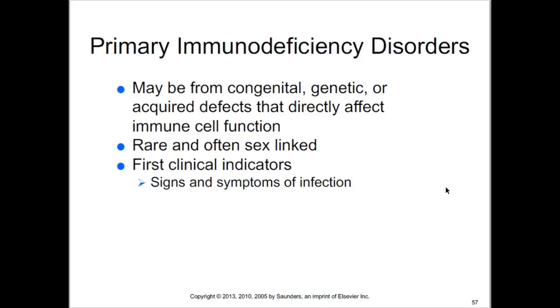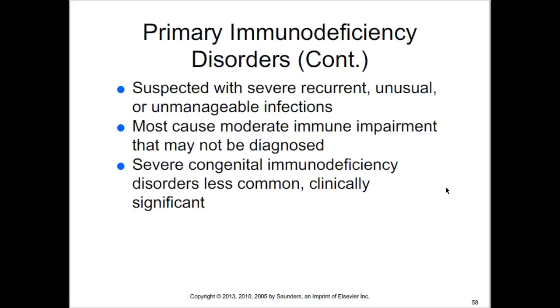Right? So again, it could be genetic. It could be that it is congenital and you're born with that. So some of the signs and symptoms might be the first clinical indicators that something might be wrong. It is rare. Primary immunodeficiencies are often sex linked, right? Many babies with primary immunodeficiencies will get sick very, very often, right? So recurrent, unusual, or unmanageable infections.